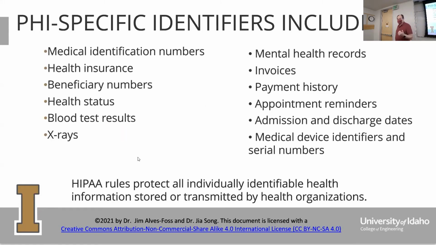Okay, PHI specific identifiers: medical identification numbers, health insurance beneficiary numbers, health status, blood test results, x-ray results, your x-rays, medical health records, invoices, payment history, appointment reminders, admission and discharge dates, medical device identifiers and serial numbers. These rules protect all individually identifiable health information stored or transmitted by health organizations and their subcontractors. Okay. I just bring this out because this is a clear one. It's very understandable for most people.